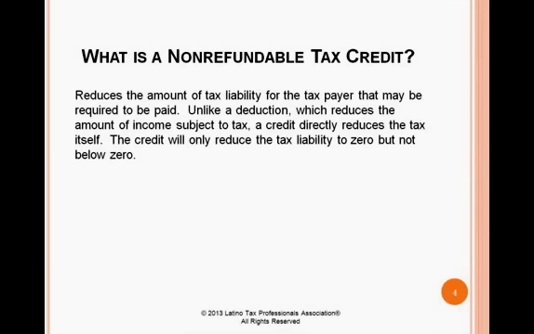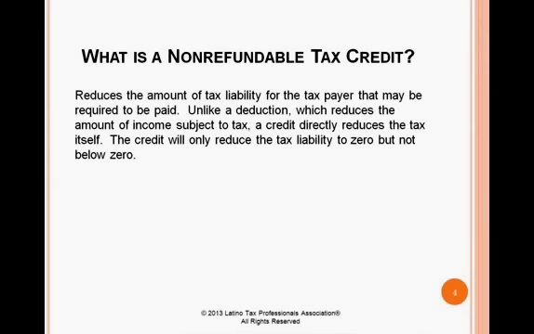And that is a good definition here of what a non-refundable tax credit is. It reduces the amount of tax liability for the taxpayer that may be required to be paid. Unlike a deduction, which reduces the amount of income subject to tax, a credit directly reduces the tax itself.